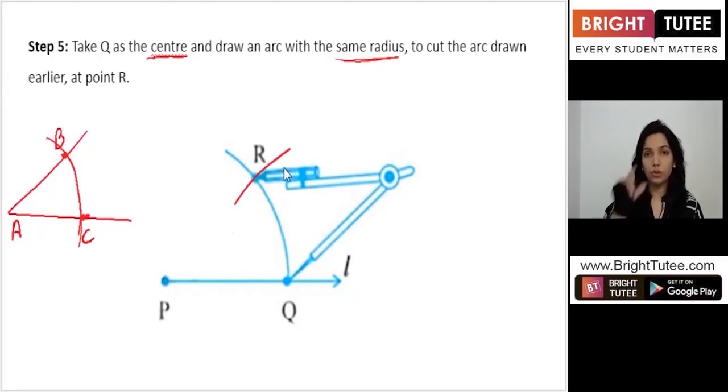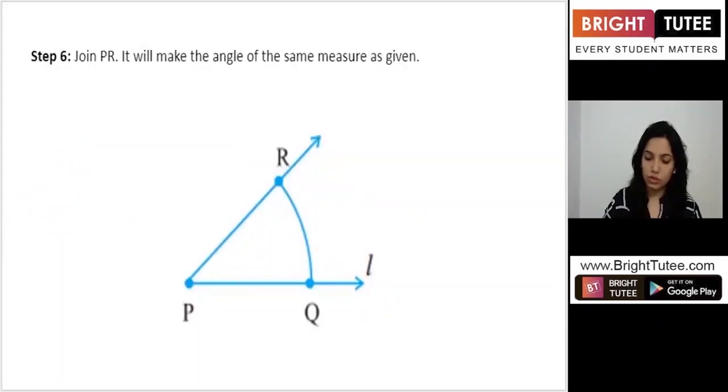So you already drew this arc which is meeting line L at Q. On the same arc you cut another arc. At the end, what you need to do is just join PR. It will be the angle which is the same as the angle A that we had earlier.